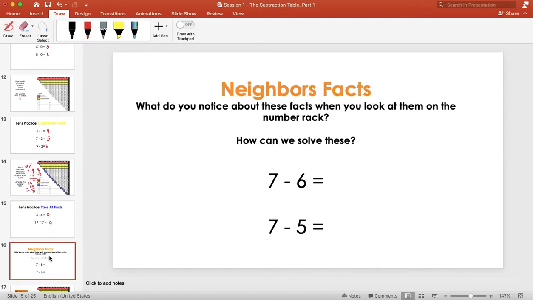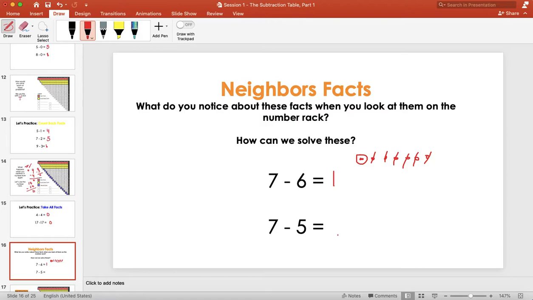Okay, the next type of fact we're going to talk about is the neighbors facts. What do you notice about these facts when you look at them in the number rack? We don't have a number rack right now, but how can we solve these? I'll draw a picture for you. Let's do 7 little dots. 1, 2, 3, 4, 5, 6, 7. And I want to take away 6 of them. 1, 2, 3, 4, 5, 6. And I have 1 left, so I'm going to put 1 as my answer here.